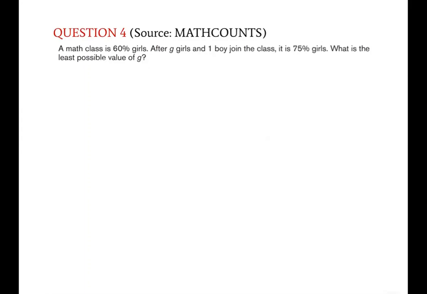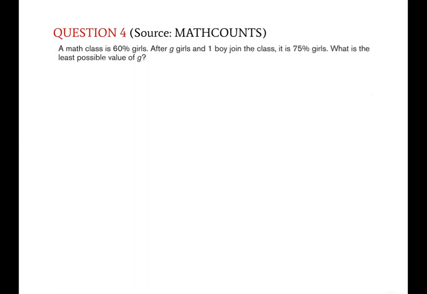Question 4. So we are given a math class that is 60% girls, and the problem states that after G number of girls and 1 boy join the class, then the class is 75% girls.